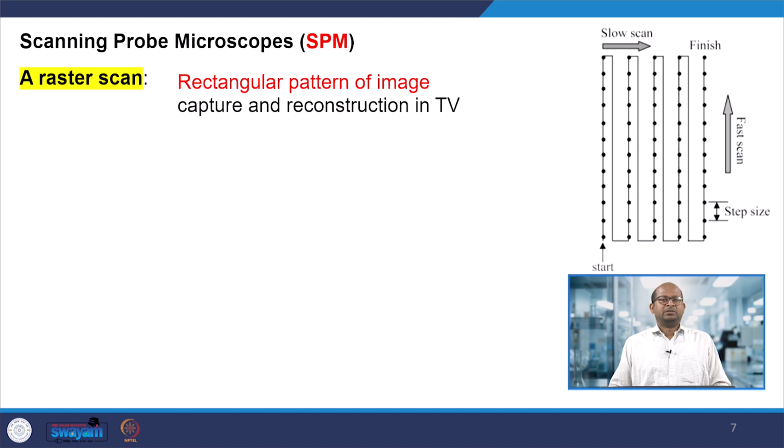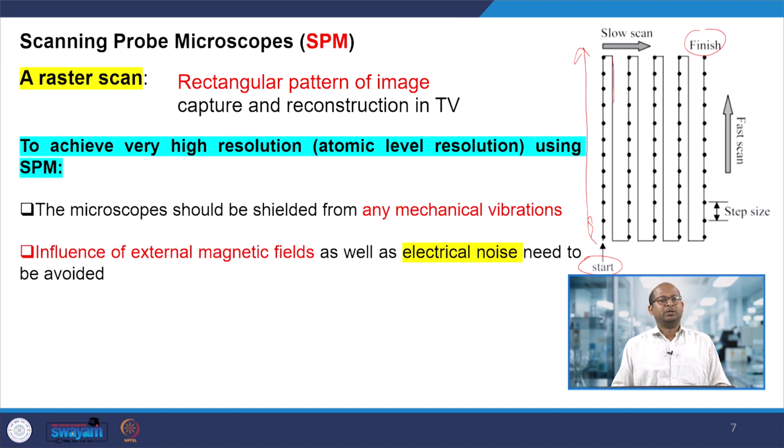So here is the raster scan. As I said, the probe will move from one direction to another direction. If it starts from here, it would move with a particular step size. Here this is the step size, you can see. By this way it would move like this, and this way, and finish here. So by that way we can get the surface image with the help of SPM. The pattern of this raster scan may be rectangular, and the step size we can change as per our requirements.